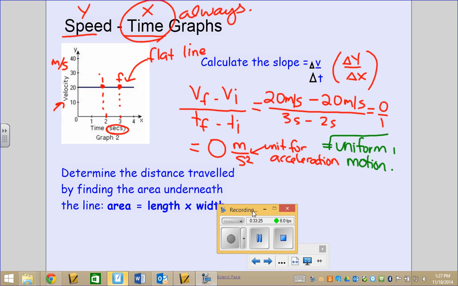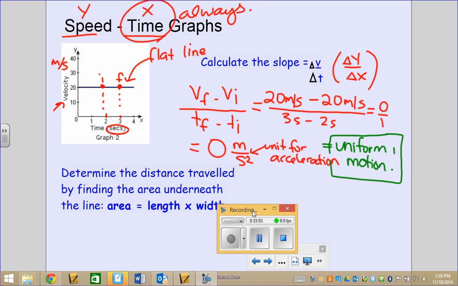So notice the difference. On a distance time graph, a flat line meant the object wasn't moving. On a speed time graph, a flat line means the object is not changing its speed, not that it's not moving. And so there's a distinct difference there that you need to be aware of. Would anybody like to ask any questions about that part?